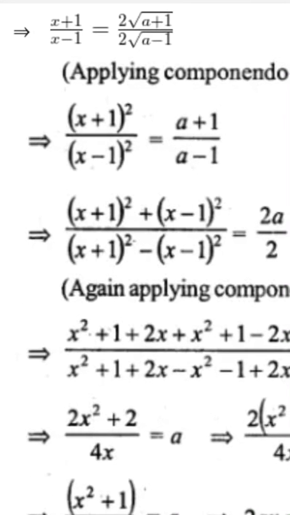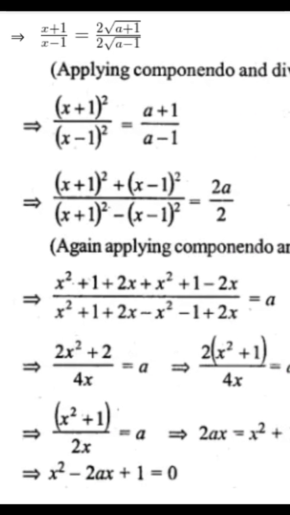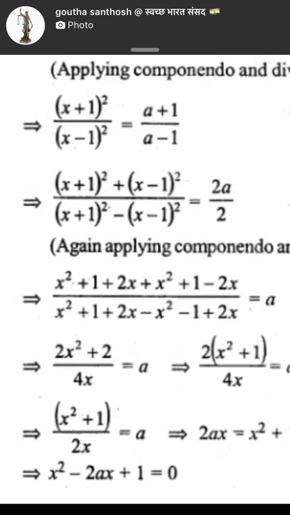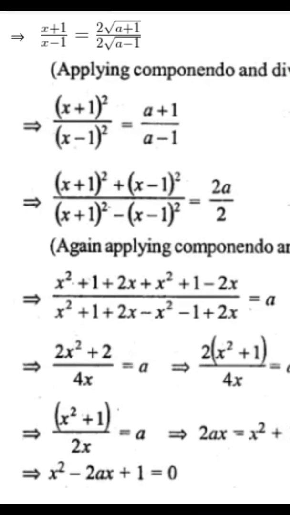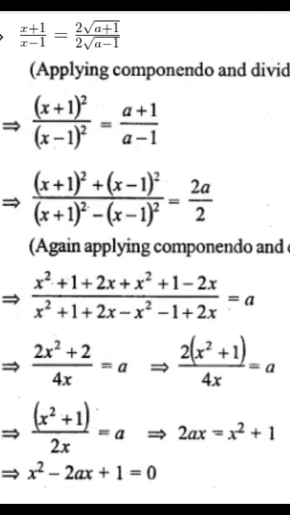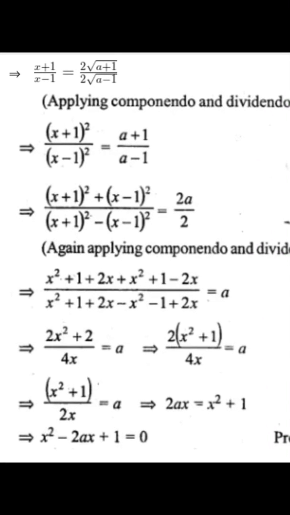To remove the square root sign, we do the reverse, that is taking the square on both sides. So it comes out (x plus 1) whole square upon (x minus 1) whole square equals (a plus 1) upon (a minus 1). Now once we have got this, the next step again is applying C and D. When we do that, we are going to get (x plus 1) whole square plus (x minus 1) whole square upon (x plus 1) whole square minus (x minus 1) whole square. Now how do we solve it, students?